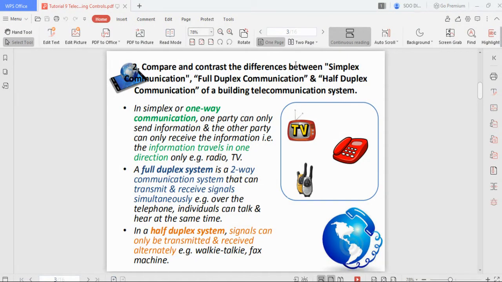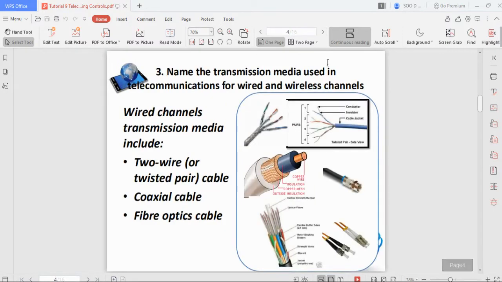Okay, so next is question 3. It asks you to name the transmission media used in telecommunication for wired and wireless channels.